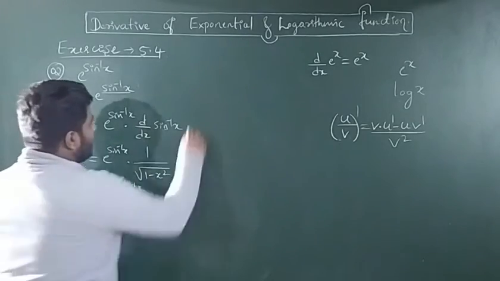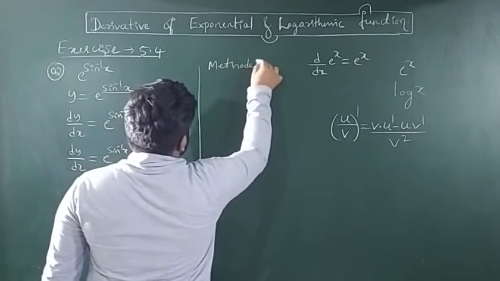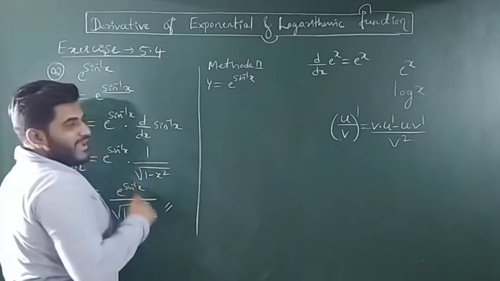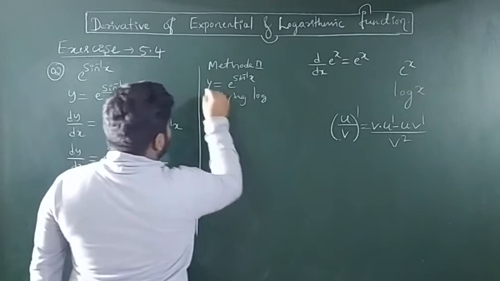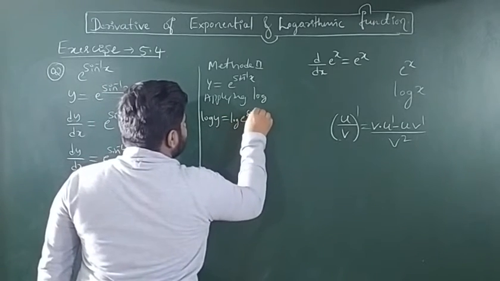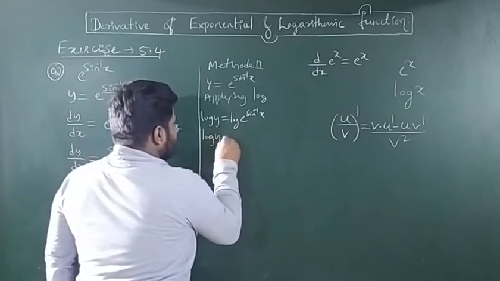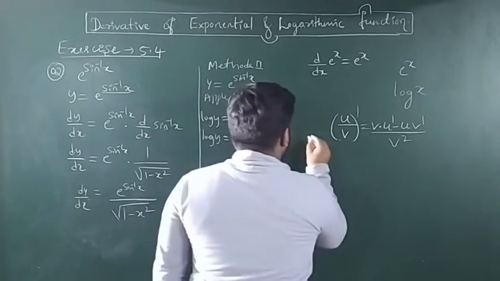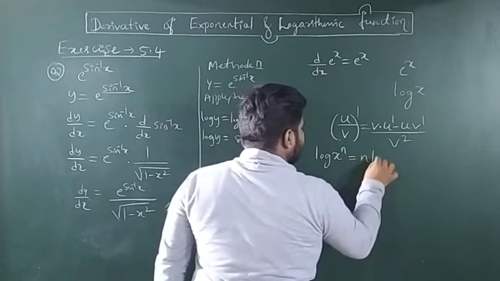So another method is also there. Method 2 for this example is nothing but applying log. Whatever is given, y equal to e raised to sine inverse x. Applying log, log y equal to log of e raised to sine inverse x. Now we know the property of the logarithmic function, sine inverse x into log e, because we have the formula log x raised to n is equal to n into log x.